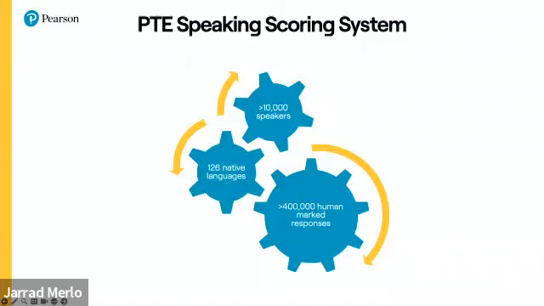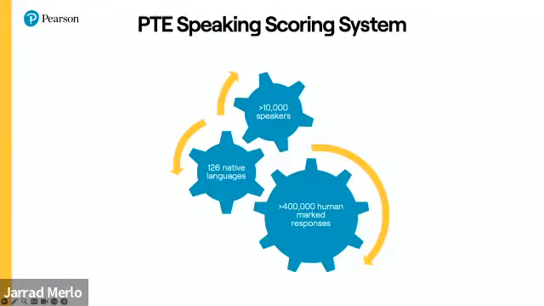In their field testing, they collected responses from over 10,000 speakers, covering more than 120 different first language backgrounds. That was just for the speaking section alone. Nearly 400,000, nearly 500,000 responses were scored by human raters to fine-tune the system.